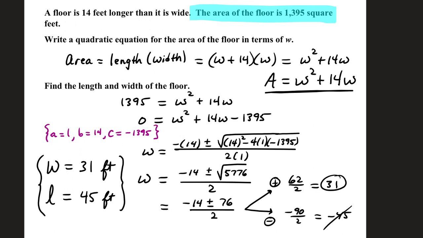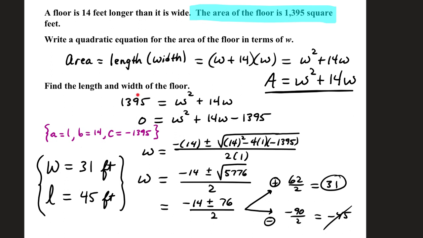A floor is 14 feet longer than it is wide. The area of the floor is 1,395 square feet. Write a quadratic equation for the area of the floor in terms of width. Area is length times width. We were told the length is 14 feet more than the width, so we can rewrite length as W plus 14. Width, we'll just leave it W. Distributing W, that's W squared plus 14W. And that's how we write area in terms of width.